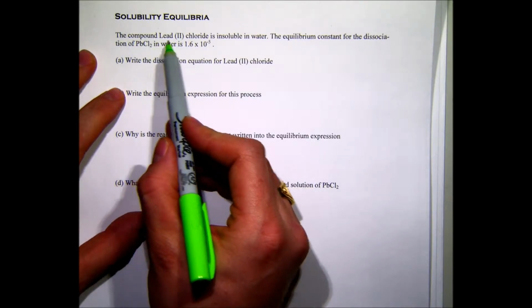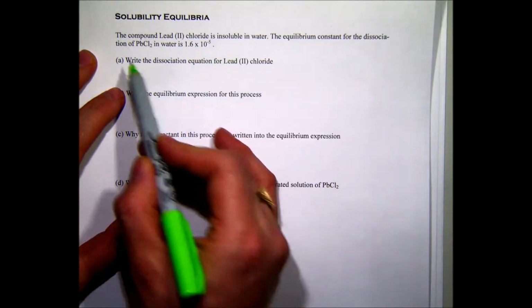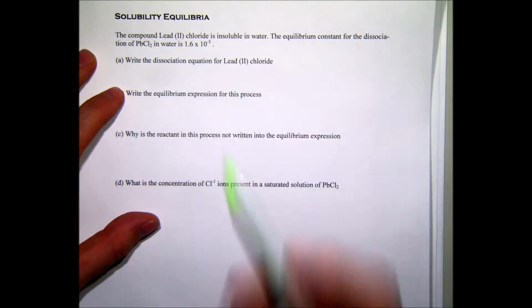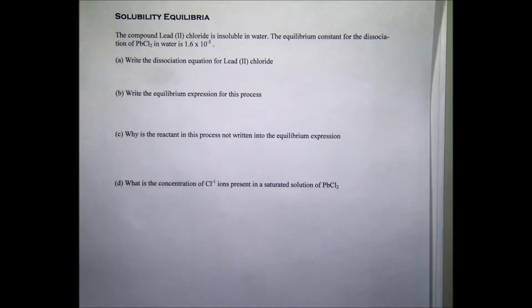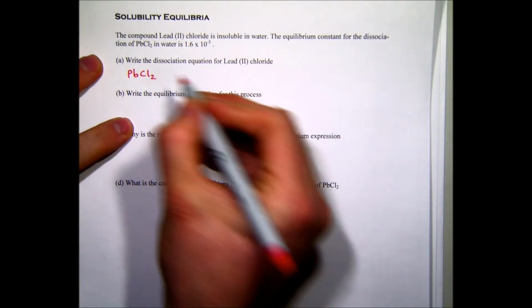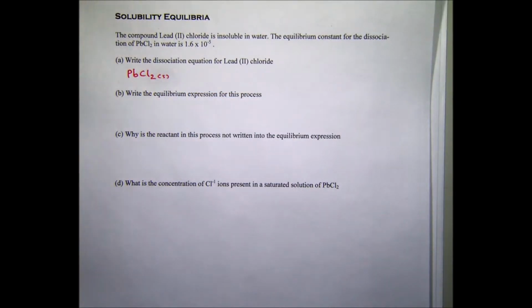the compound lead(II) chloride is insoluble in water. The equilibrium constant for the dissociation of lead chloride in water is 1.6 times 10 to the negative 5. So the first thing that we're going to have to do is write the dissociation equation for this. So we know that lead chloride is PbCl2, and we know that it is a solid because we're going to dissolve it into water.